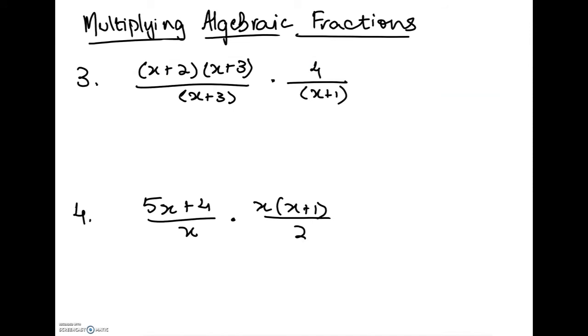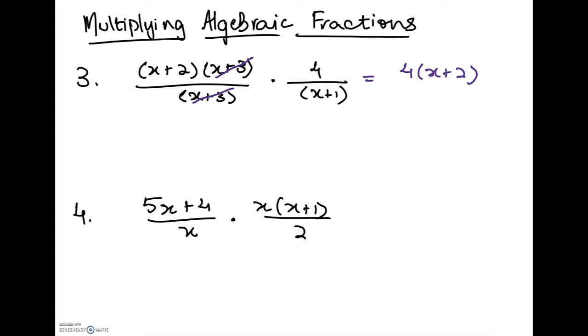So now let's work on number 3. We have x plus 2 times x plus 3 over x plus 3 times 4 over x plus 1. So our first step is to focus on which terms we can cancel out. As you can see, x plus 3 and x plus 3 are equal, so we'll cancel those out. But for the rest of our terms, there's really no other way that we can cancel out anything. So that means our final answer is just we're going to put everything together.